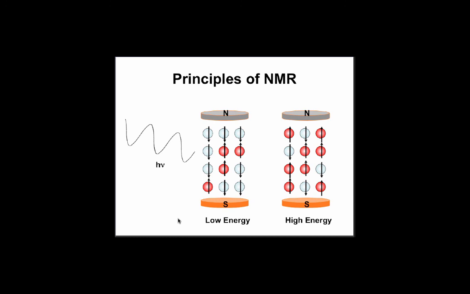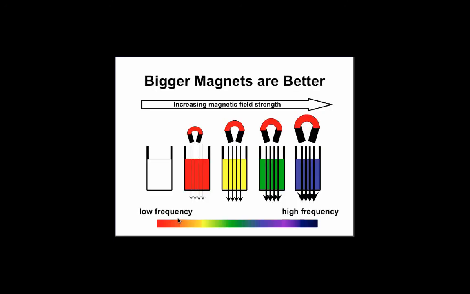So if you have a sample that's in a strong magnetic field, you have some spins that are up, some spins that are down. If you submit a radio wave into the sample, some of those down spins will flip up. So from down to up, you go from low energy to high energy. And then once you take the radio waves off, they relax back. So they'll flip back down. That's what we're really detecting in NMR, just the spin flips and then the relaxation. And we collect that information.